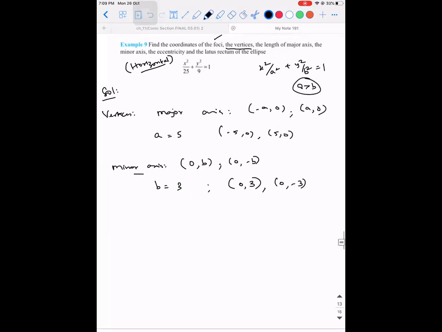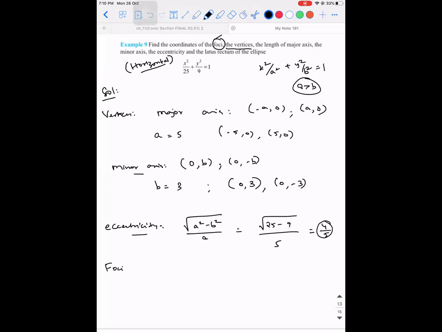Clear? Now we will find the foci. For us to find the focus point, we need the eccentricity. So what is the eccentricity? It is root of a squared minus b squared, by a. So root of 25 minus 9, divided by a, which is 5. So how much is it? Root 16 by 5, so 4 by 5 is the eccentricity. You always need to ensure that the eccentricity of an ellipse is less than 1. So 4 by 5 is less than 1. Okay, so eccentricity we have found.